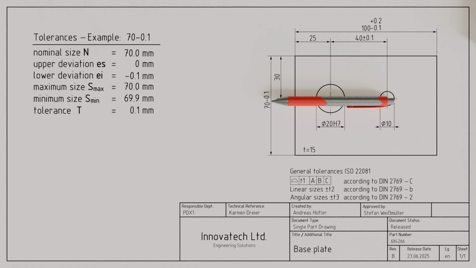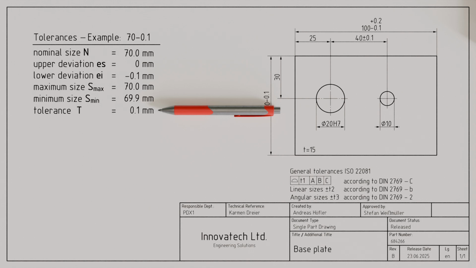If only one deviation is given, the other deviation is automatically 0. This means that the upper deviation is 0 mm, and the lower deviation is minus 0.1 mm. The maximum size is therefore the same as the nominal size, which is 70.0 mm. The minimum size is 69.9 mm. If only one deviation is specified, that value directly corresponds to the tolerance. In this case, the dimensional tolerance is 0.1 mm.